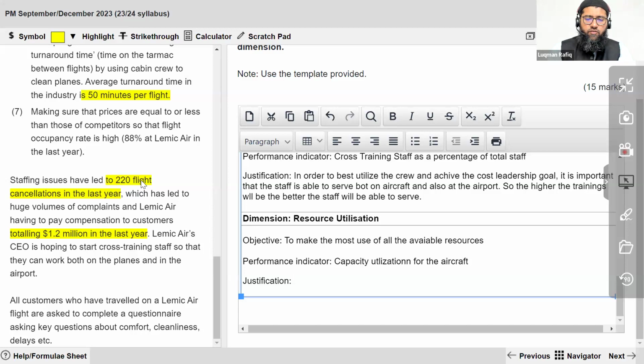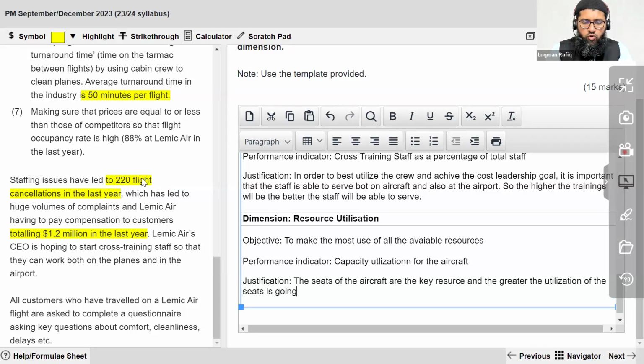The justification is that the seats of the aircraft are the key resource, and the greater the utilization of the seats, the better it will be. So you have to explain to them why you are suggesting what.